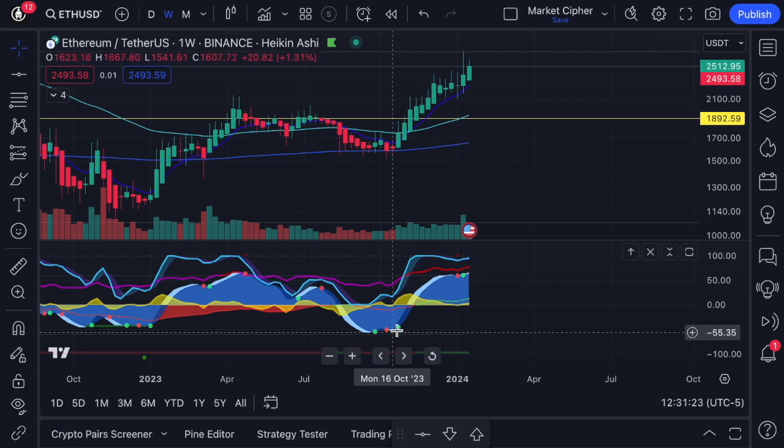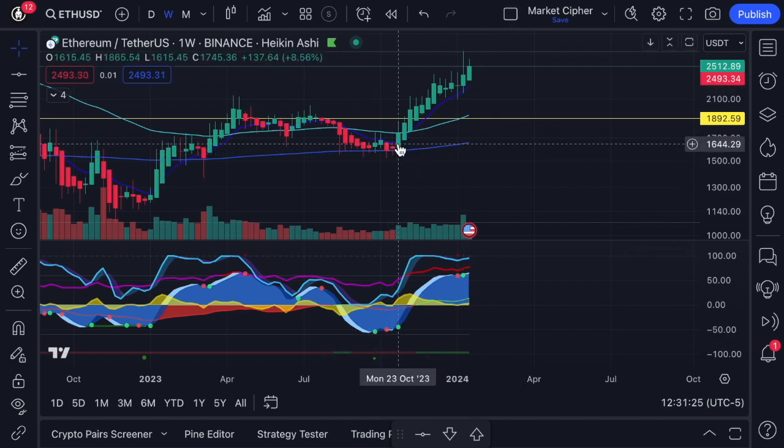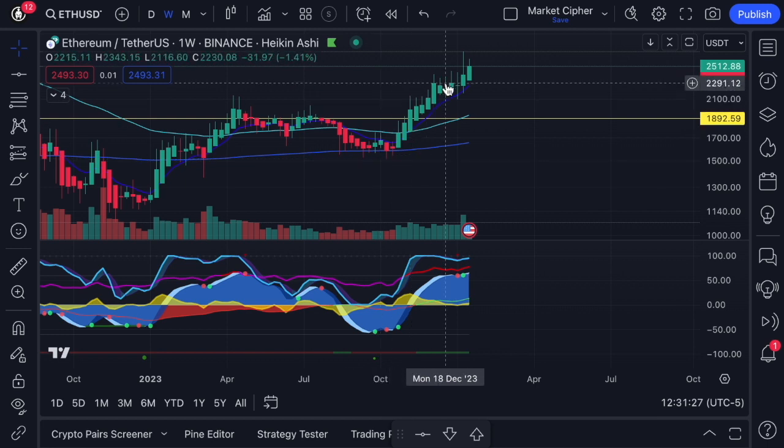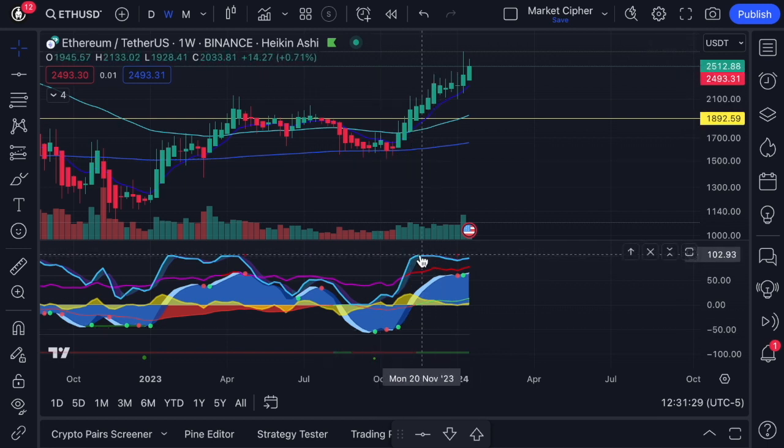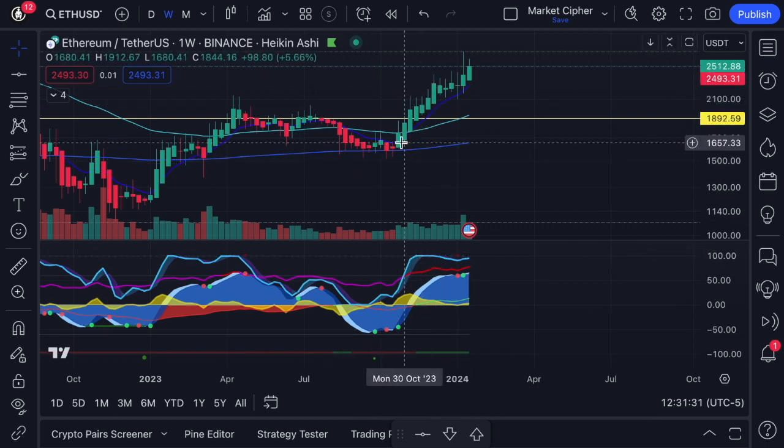The bounce comes when we get the green dot, just like it got right there. Bang. There's the bounce. Okay, there's our signal. Boom. Let's sell when the stochastic gets to the 100 right there. Boom. We're in and out.